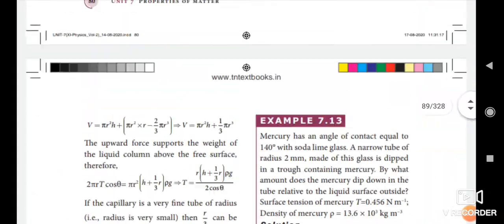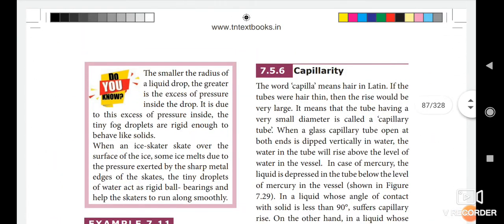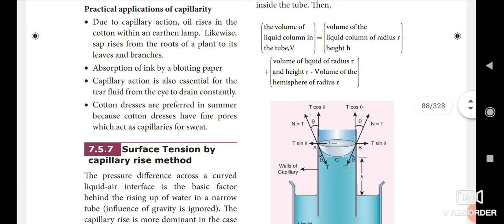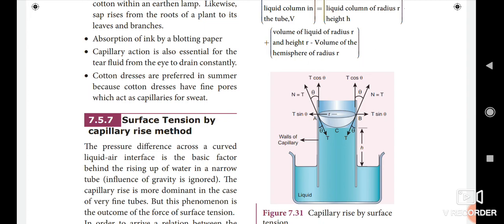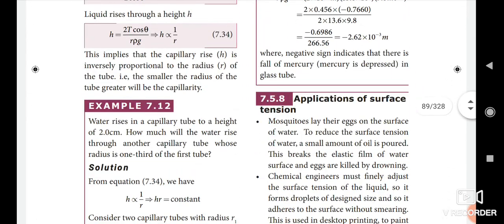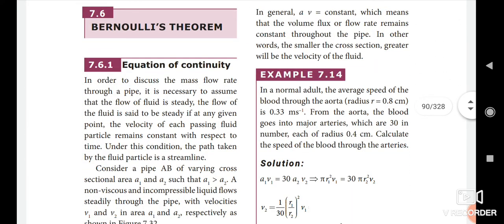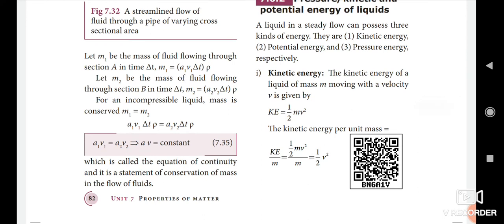So today we saw what is meant by capillarity, which is about the diameter of the capillary tube. Next we saw the practical applications of capillarity, the surface tension by the capillary rise method, and some applications of surface tension. Then finally we saw the equation of continuity. What is the formula for the equation of continuity? A1 V1 is equal to A2 V2, that means AV is equal to a constant.